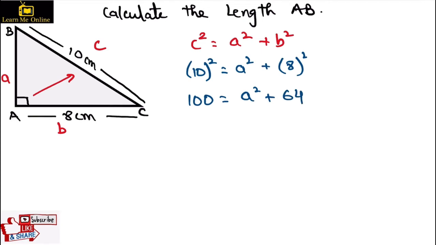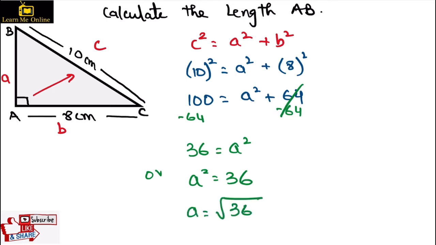To find out the value of a, we're going to rearrange it. So we do minus 64 on both sides. 100 take away 64 would be 36, there's a squared here, and the two cancel. As I said, you can even write it down like this: a squared equals 36. And as I said before, to get rid of the square, we do the square root on the other side. Because 36 is a square number and can be written as 6, we know that the length of a would be 6 centimeters. So we found the length, which is 6 centimeters, and that's what we were looking for.